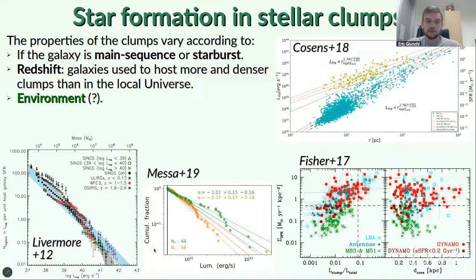Or we can have also the effects of the environment. There are two results here. On the top right, the luminosity size relation of this collection of clumps from many different works that Cousins et al. put together. And as you can see, there are two different trends in blue, let's say, and in golden. And these are clumps that are distinguished for having a different star formation rate surface density, as I said before.